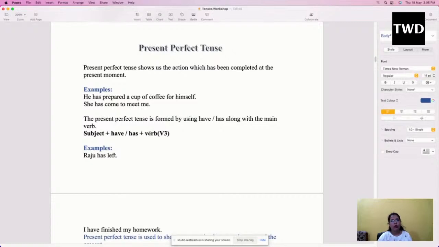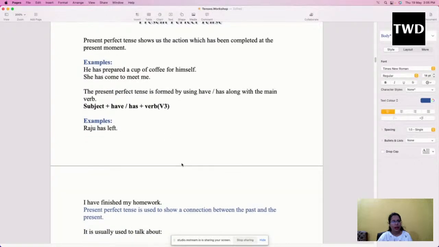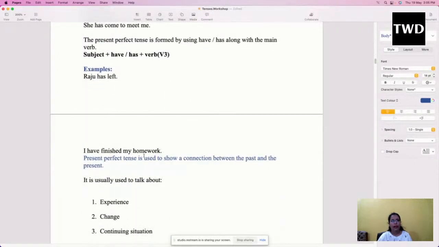So for example, if it is go, V1, go, went, V2, gone is V3. So here our example, Raju has left for the day. I have finished my homework. So just now I have completed my homework, and that's why I'm telling it like this. I have completed my homework. I have finished having my lunch. I have finished practicing my coding assignment today.